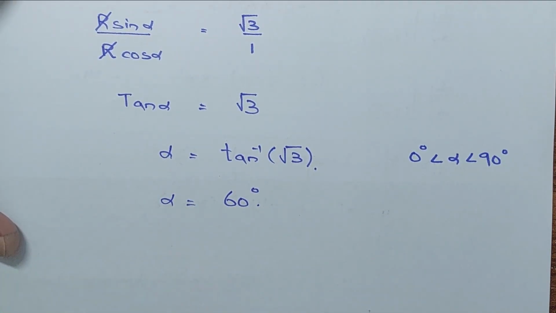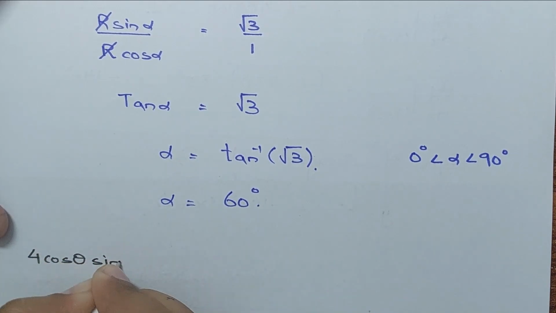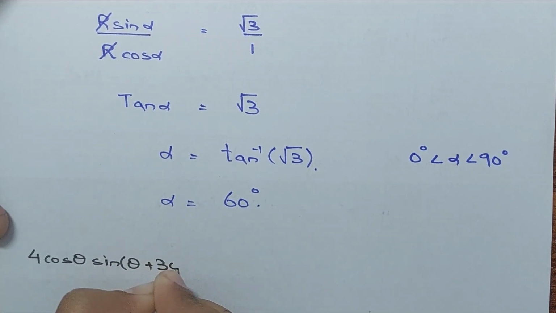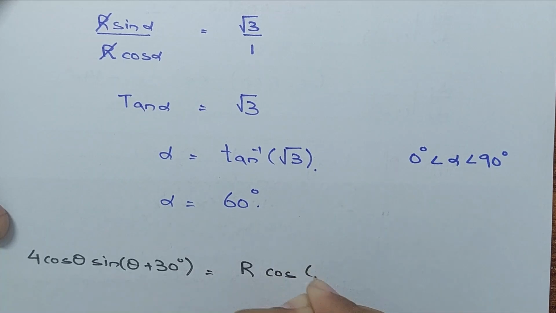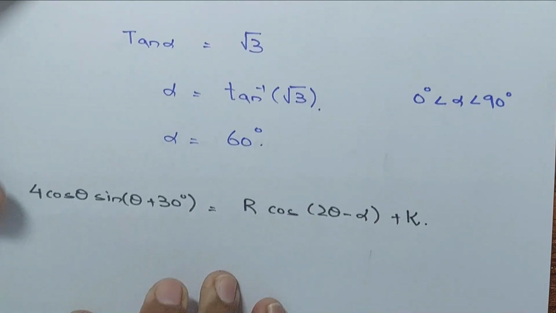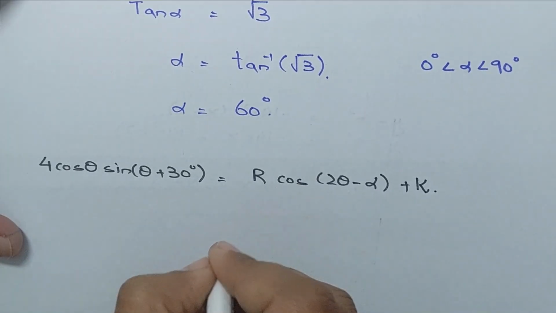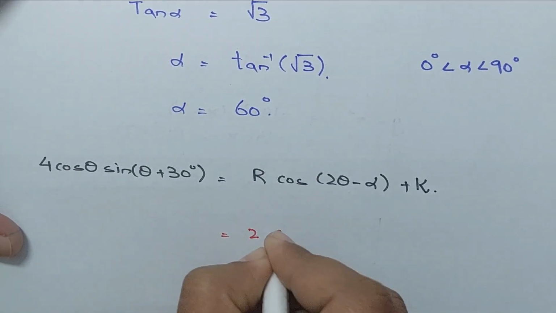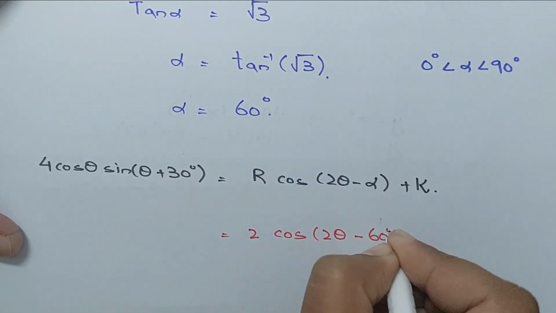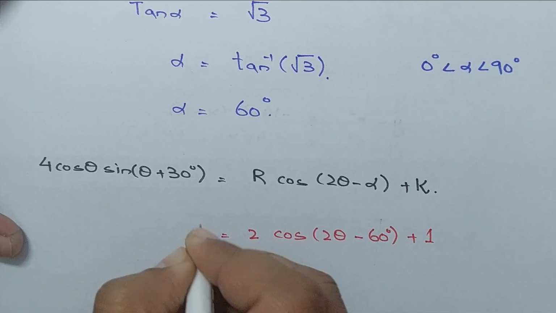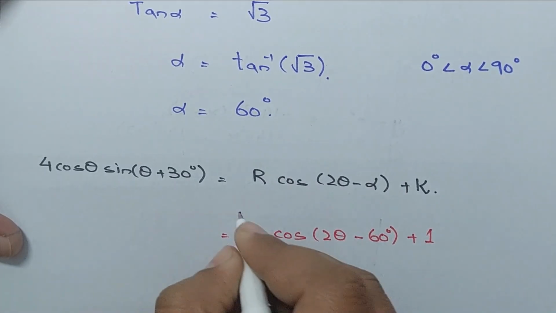So we can express 4 cos theta sine theta plus 30 degrees equals r cos 2 theta minus alpha plus k. Okay, how do we express it? So we can say the r value is 2, cos 2 theta minus alpha where alpha is 60 degrees, and the k value is 1. So this is how we have to express the form.